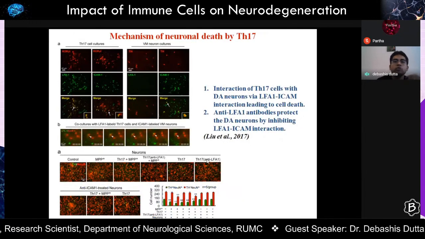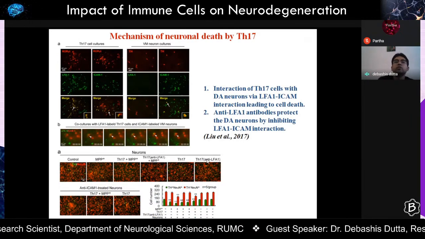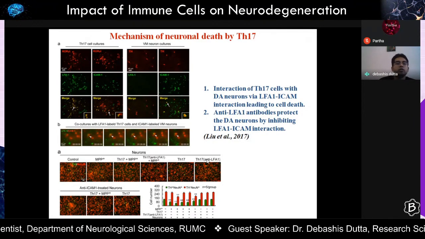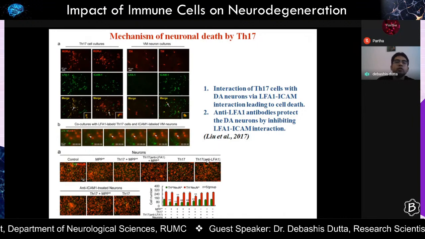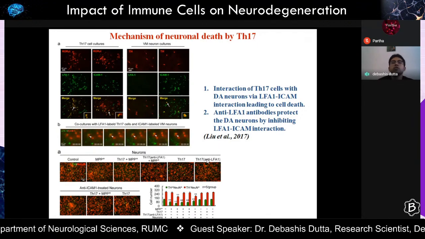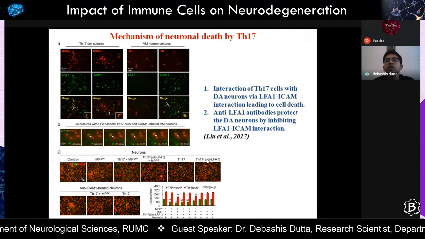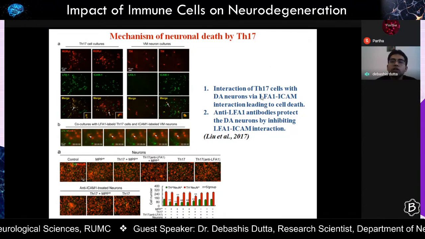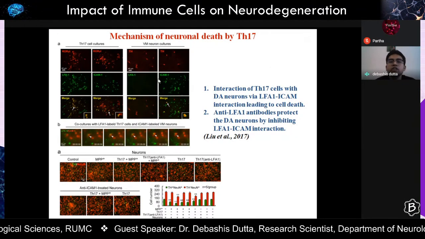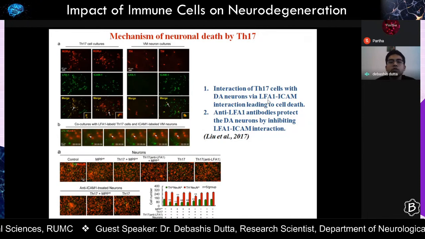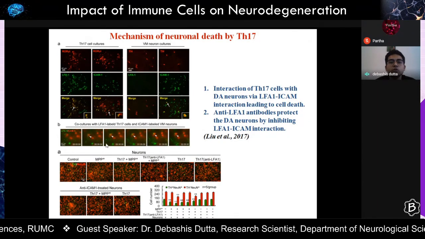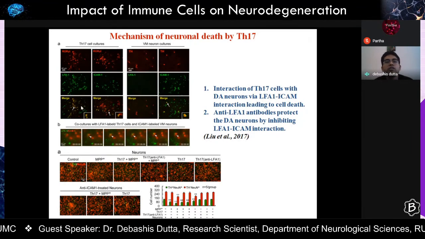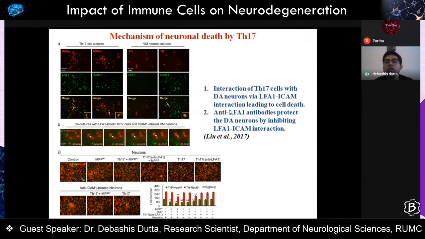Now, as we know that Th17 cells might be involved in the dopaminergic neuronal demise in Parkinson's, the question still remains: how is it conferring neuronal death? So this study has found that Th17 cells directly interact with the ventral midbrain dopaminergic neurons via LFA1 and ICAM interaction. So the Th17 cells can express LFA. These are integrin molecules.